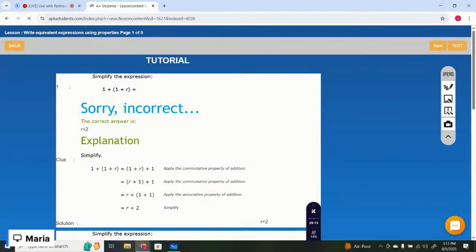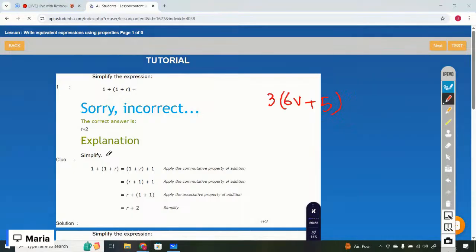Simplify the expression 1 plus (1 plus r). So we need to collect the like terms. Let's just apply the properties. We have 1 plus r plus 1. By applying the associative property, you can write them as r plus 1 and 1 plus 1 makes 2. So that is r plus 2.